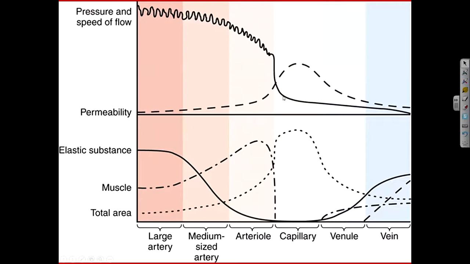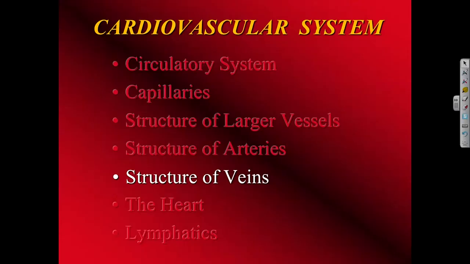Okay, so then the blood pressure drops precipitously in the venous system, okay, and it stays low. So that just shows you the blood pressure through the various blood vessels going from the arterial to the venous system. Okay, let's look at structure of veins.